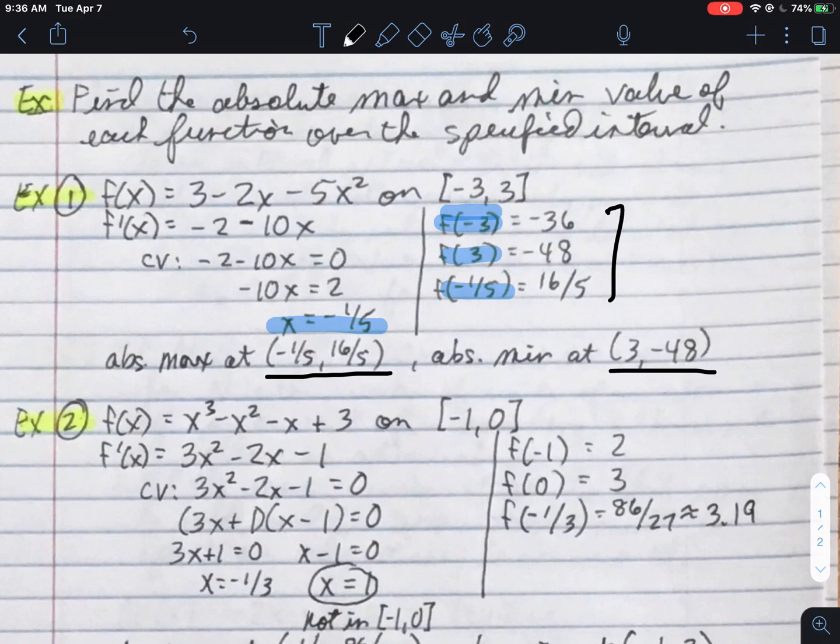Right? So I would say that f has an absolute maximum value of 16/5. It occurs at x equals negative 1/5, or at the point negative 1/5, 16/5. And then similarly for the absolute minimum. So it's just a matter of how the question is worded in terms of how we answer that. So be careful there.